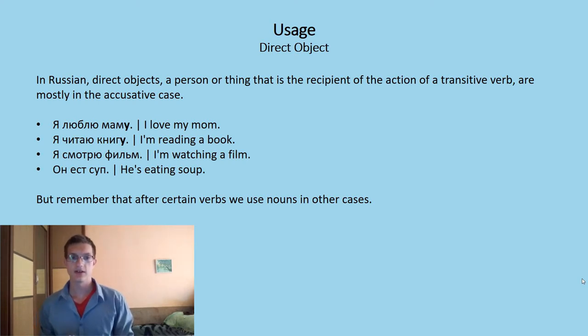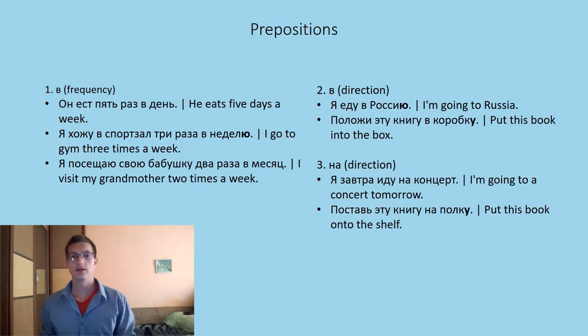So the usage. In Russian, direct objects, a person or a thing that is the recipient of the action of a transitive verb, are mostly in the accusative case. For example, я люблю маму, я читаю книгу, я смотрю фильм, он ест суп. But remember that after certain verbs, we use nouns in other cases. So, we also use the accusative case after certain prepositions.